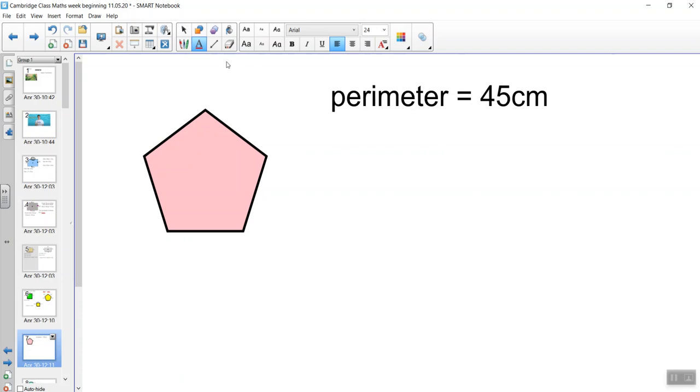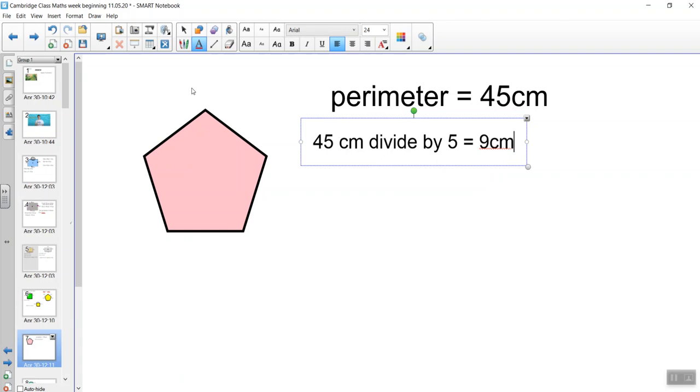Okay, so hopefully you were able to recognise that each of my sides needs to be an equal part of 45. So in order to answer this, we needed to do 45 centimetres divided by 5. So it's got to be an equal part of 45 centimetres, and I've got to split it into 5 equal parts. 45 centimetres divided by 5 will give me 9 centimetres. So the length of one side of my pentagon is 9 centimetres. Really well done if you got that.